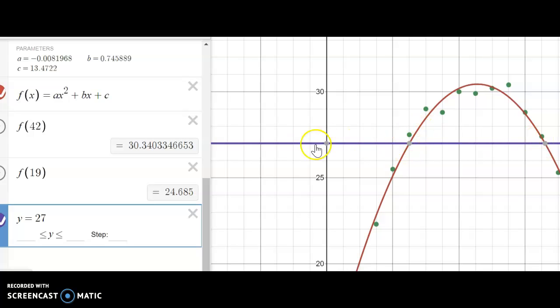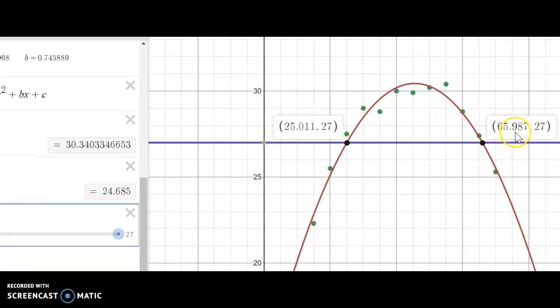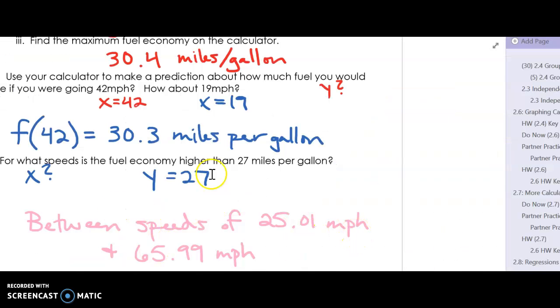We see that this horizontal line representing Y equals 27, our fuel economy, our graph, our function, is greater than that. Looks like from an X value or a speed of 25 miles per hour until a speed of 65.987 miles per hour. So let's go ahead and write that down. Again, we're looking at our X values because it is asking between what speeds is our Y value, our fuel economy, greater than 27. And I've gone ahead and written that response here.